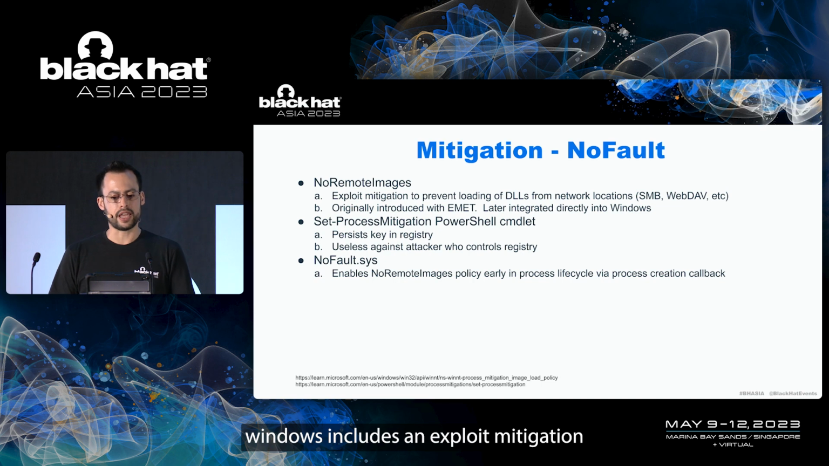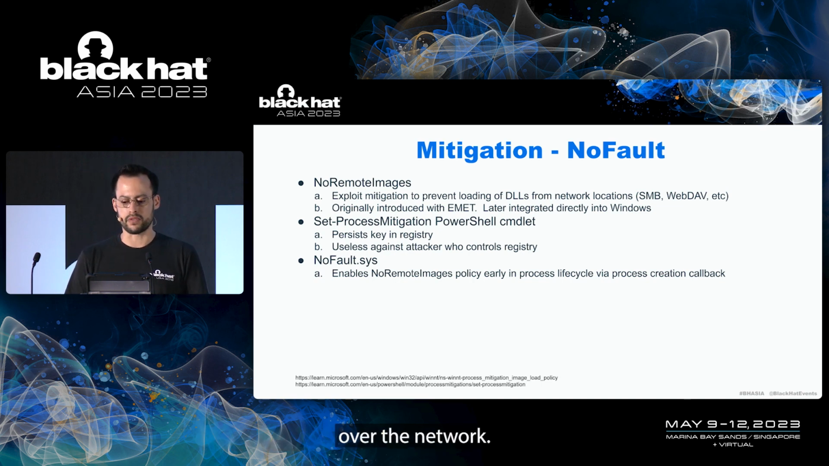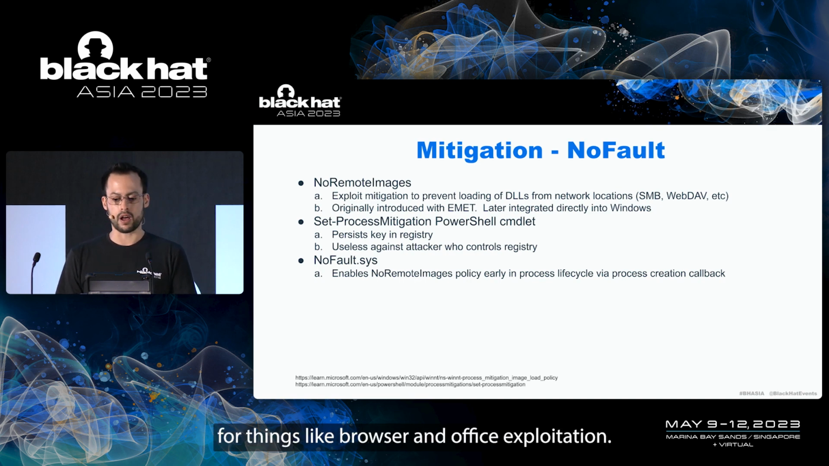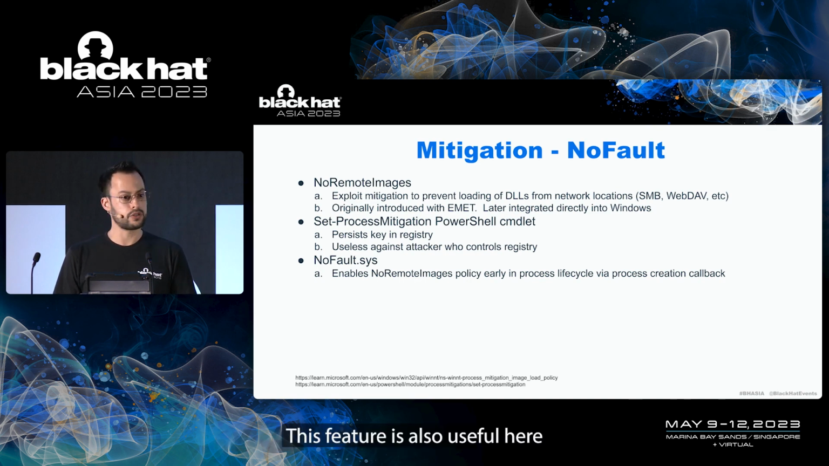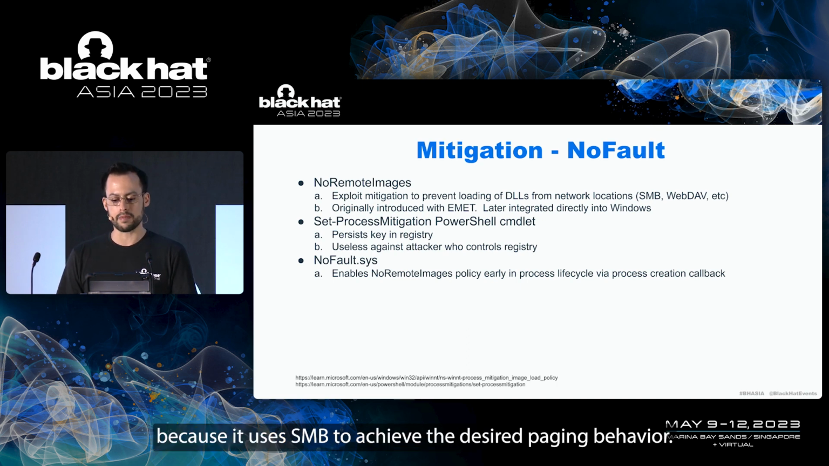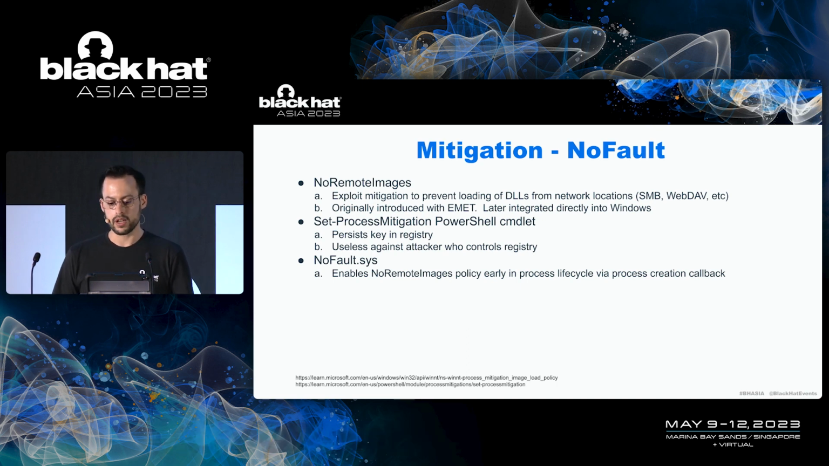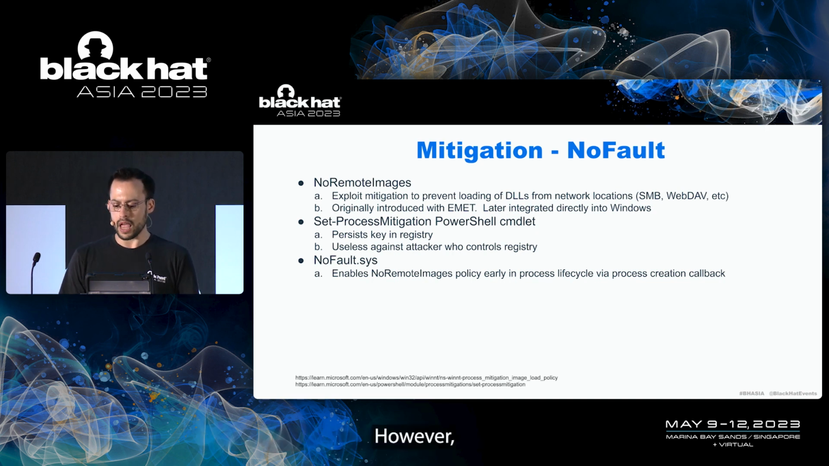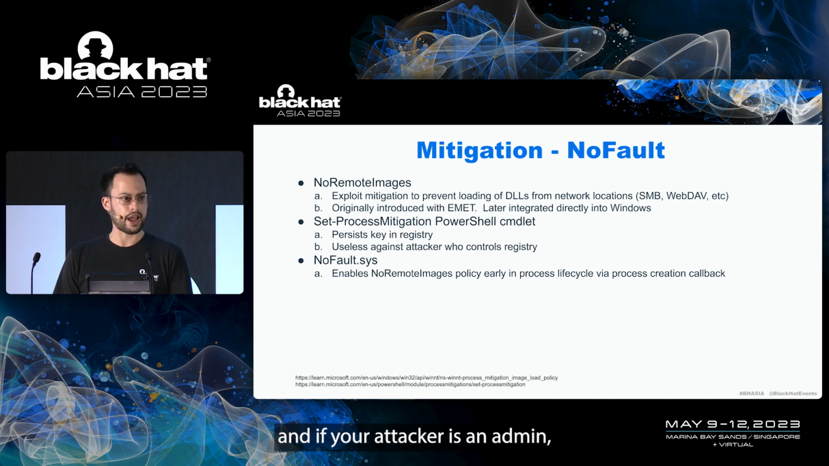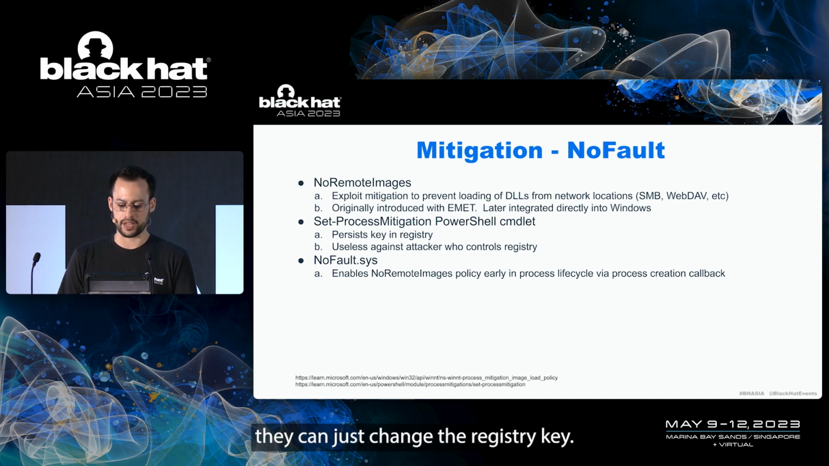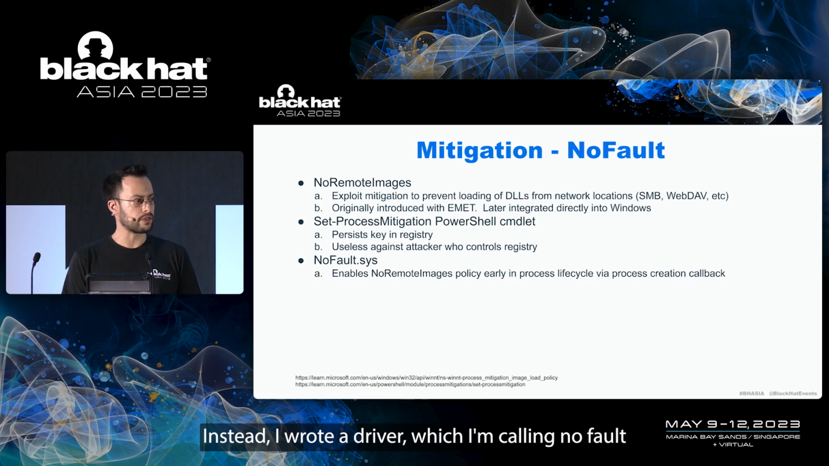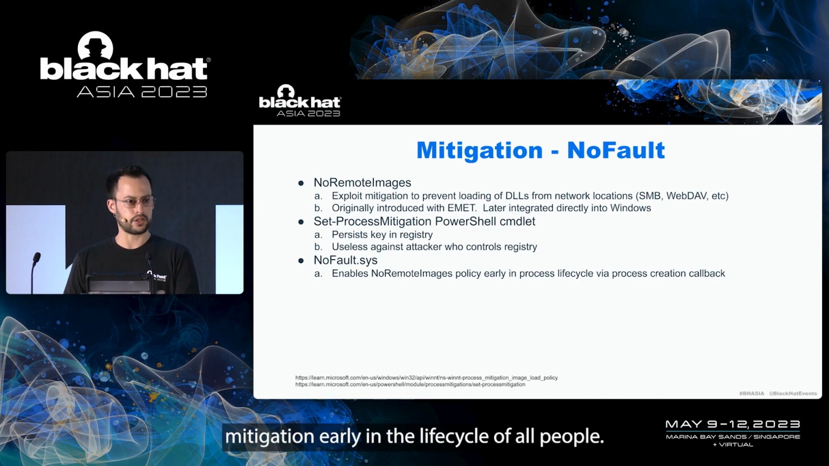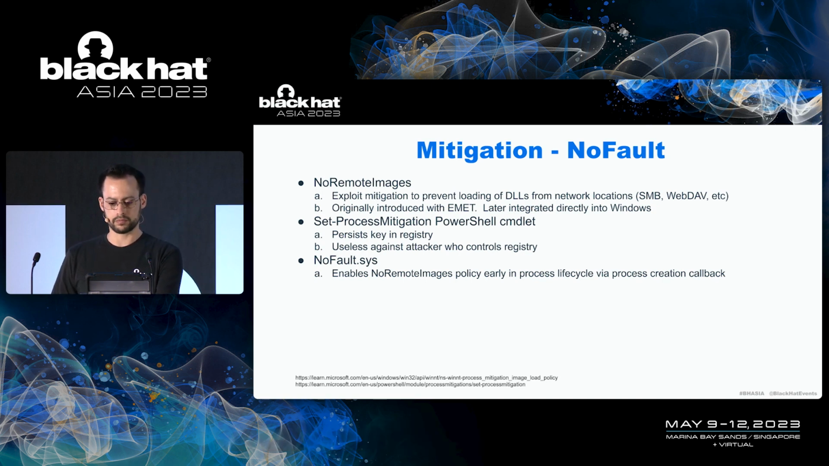Windows includes an exploit mitigation that can prevent a process from loading DLLs over the network. Originally intended to make payload delivery harder for things like browser and Office exploitation, this feature is also useful here because PPLFault uses SMB to achieve the desired paging behavior. A naive approach would be to use the Set-ProcessMitigation PowerShell cmdlet. However, that just sets a registry key, and if your attacker is an admin, they can just change the registry key. Instead, I wrote a driver, which I'm calling NoFault, that forcibly enables the no remote images mitigation early in the life cycle of all PPL.